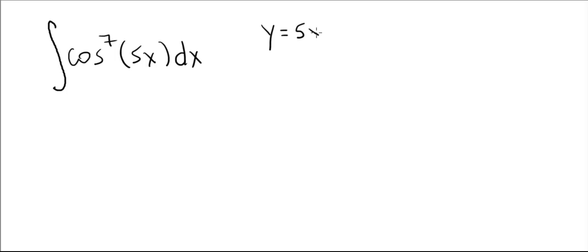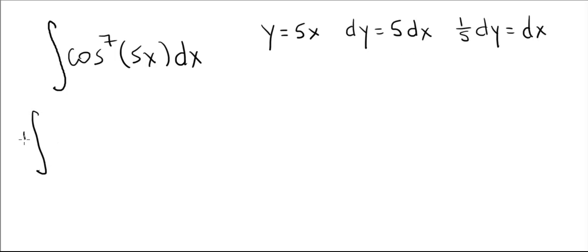We're going to evaluate the integral of cosine to the 7th of 5x. So the steps are as follows. First, we're going to make a substitution. Let y equal 5x. dy equals 5 dx, so 1/5 dy is going to be dx. And our integral looks like this: 1/5 dy is dx, and then we have cosine to the 7th of y.